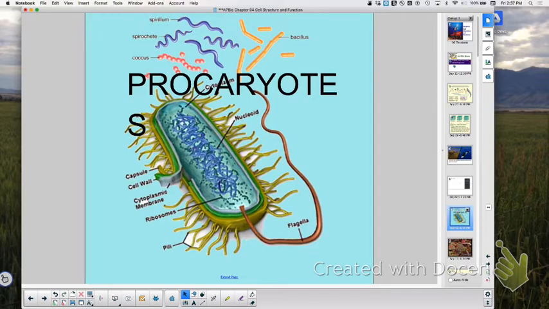What are some other attachments out here that might help it stick to a surface? Fimbriae. Say it. Fimbriae. That helps it attach to a surface and stay put. Could be in your intestines or something like that. There are also some external structures out here.